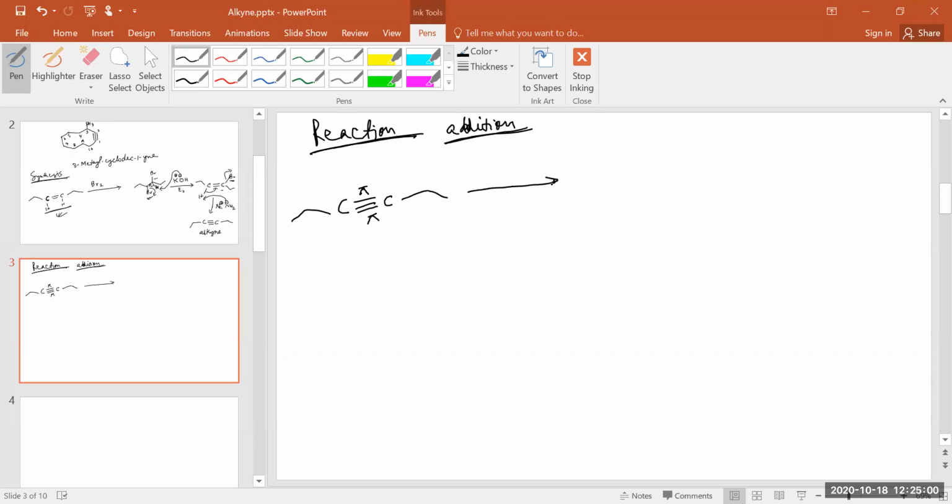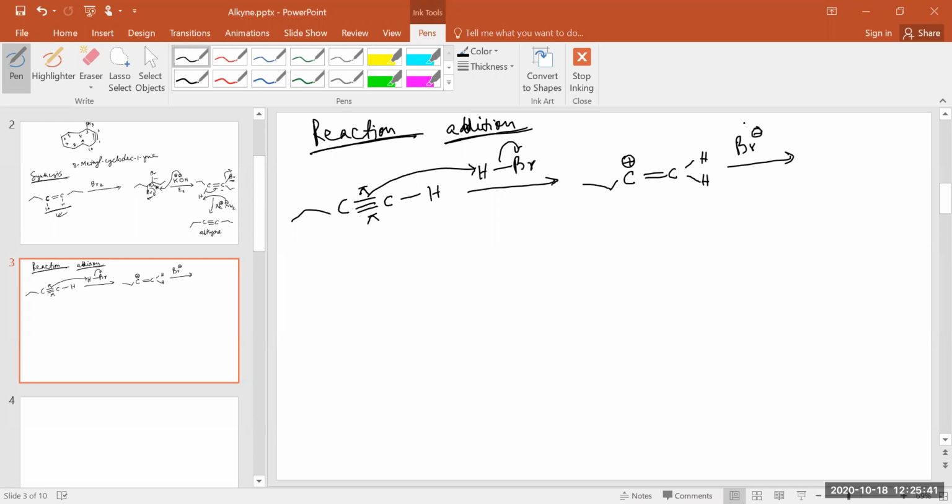Let's say first is addition of an acid. This is a symmetrical alkyne. So let's take this one here, and you have hydrogen. Addition will take place according to the same Markovnikov's rule. The first pi bond will add and it will get the positive charge, and this will make a vinyl carbocation that is very, very unstable.